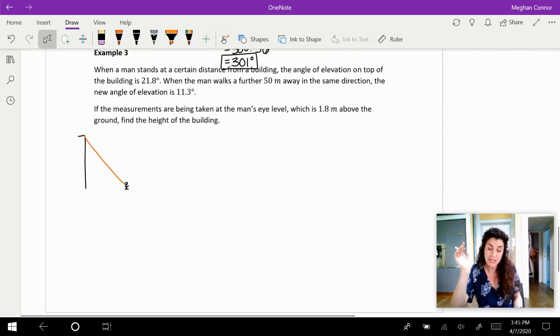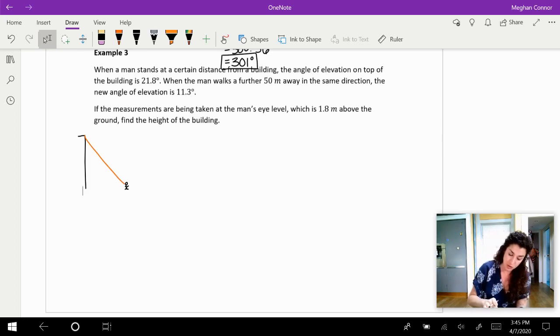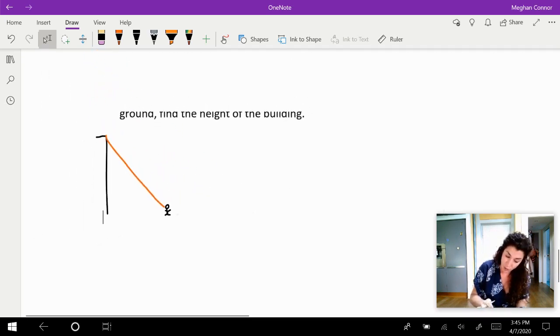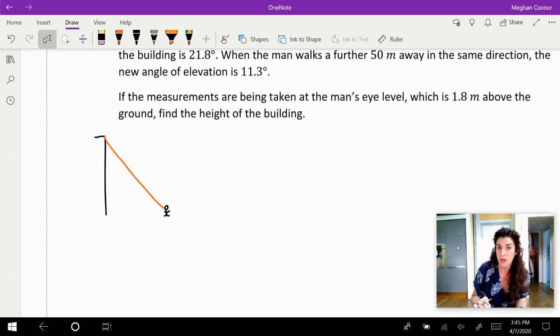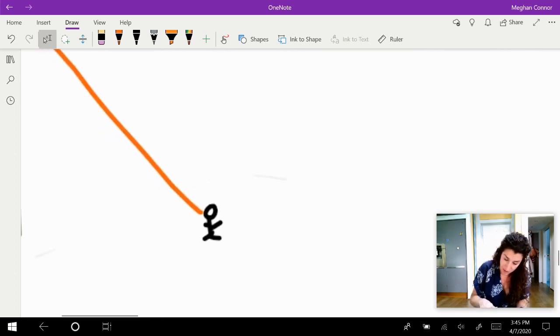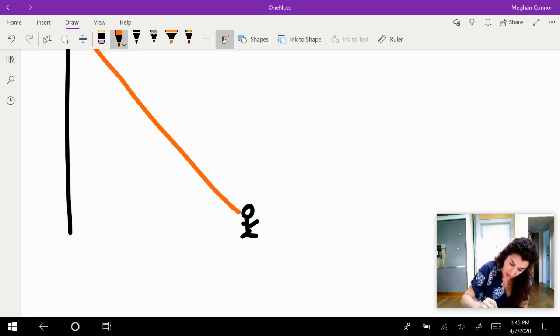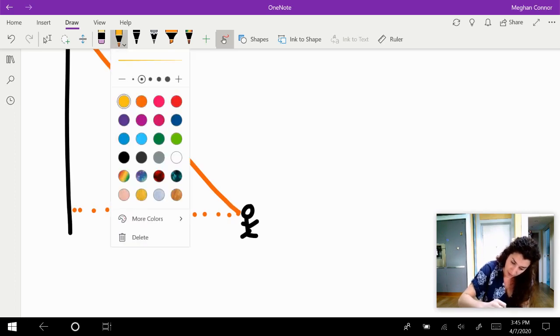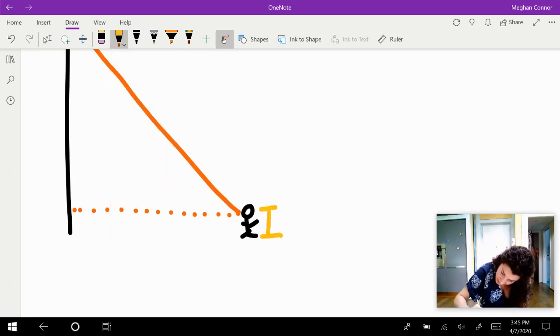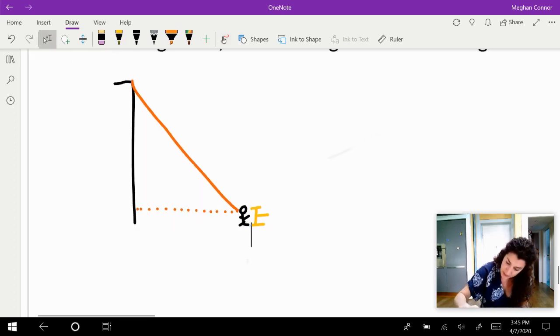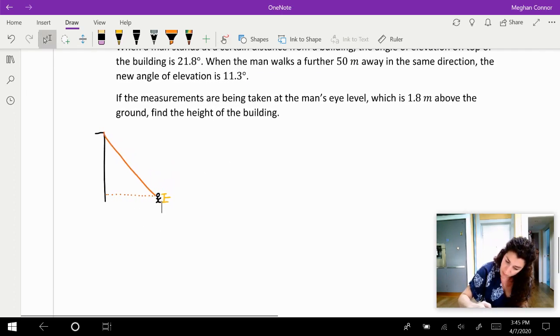Okay, so sometimes it matters what his eye level sight is, and sometimes it doesn't. If they tell you how tall his eyes are off the ground, it matters, so make sure to draw that in. I drew this person in because it told me that the man's eye level is 1.8 meters above the ground. So when I draw in my horizontal line, I know that this height right here is 1.8.